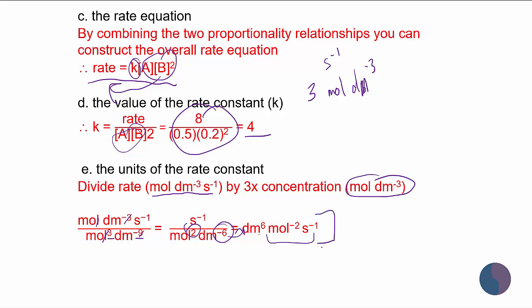And so then the final thing is you just write it out. So K equals 4 decimeters to the power of 6, moles to the negative 2, seconds to the negative 1. And you've done the whole lot.